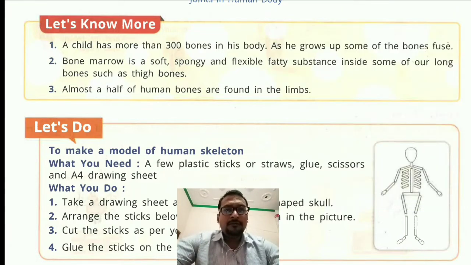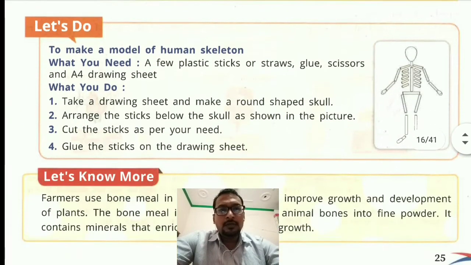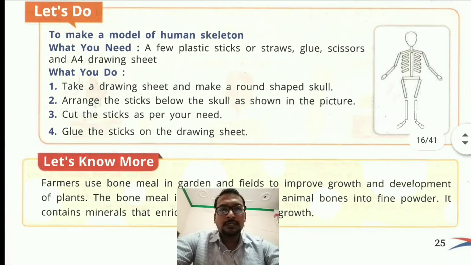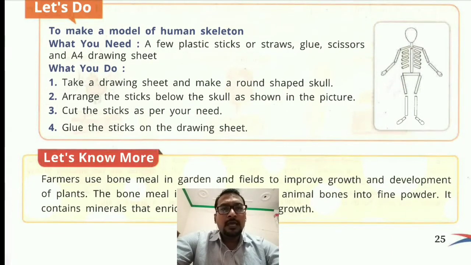Almost a half of human bones are found in the limbs, okay, hind limb and forelimb, the arms and the legs. Okay, then you have some activity which you can do on your own if you have availability at home. So you can read and you can understand what is given to make a human skeleton model.